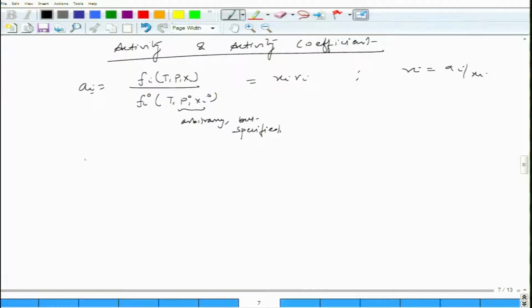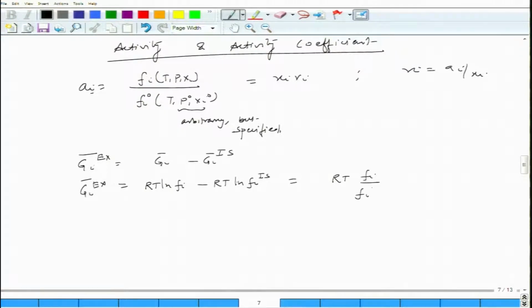So, let me start with the G_i excess definition, which is nothing but G_i bar minus G_i with respect to the ideal solution. So, what is G_i? You can relate this G_i to mu_i, and since mu_i is related to RT ln f_i, you can show that this is nothing but RT ln f_i minus RT ln f_i^IS. The reference part, the second part, gets cancelled because you are using the same reference here. So, RT ln f_i^IS remains here, which essentially means G_i excess bar is nothing but RT ln(f_i/f_i^IS).